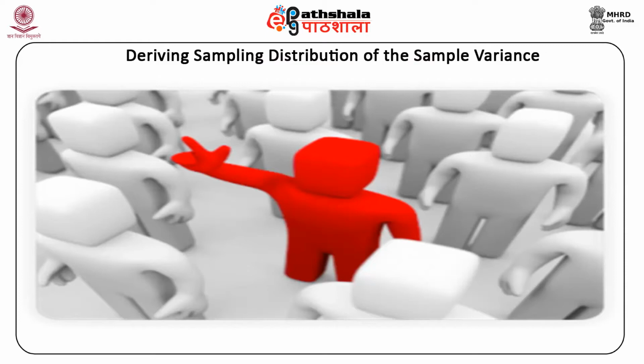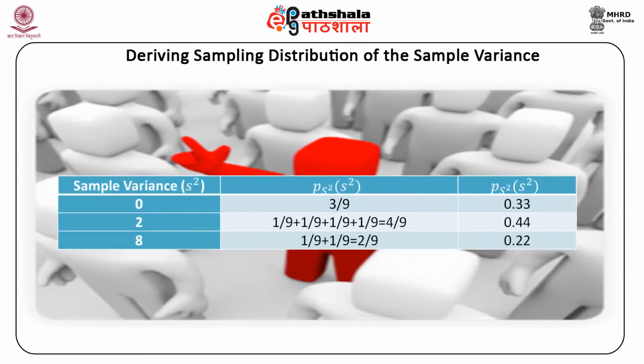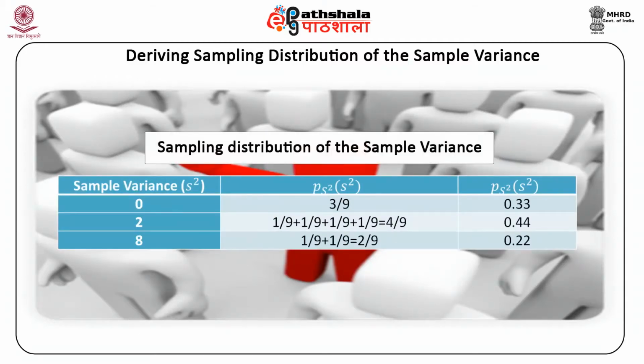Similarly, probabilities can be calculated for the other two values of s square as given below in table. Table 3. Sampling distribution of the sample variance. Here again you can see we have the sample variance s square in the first column, which has values 0 to 8. Then we have in the second column probability of s square. Then in the final column we have s square times the probability of s square, which is a simplification of these values in the second column.